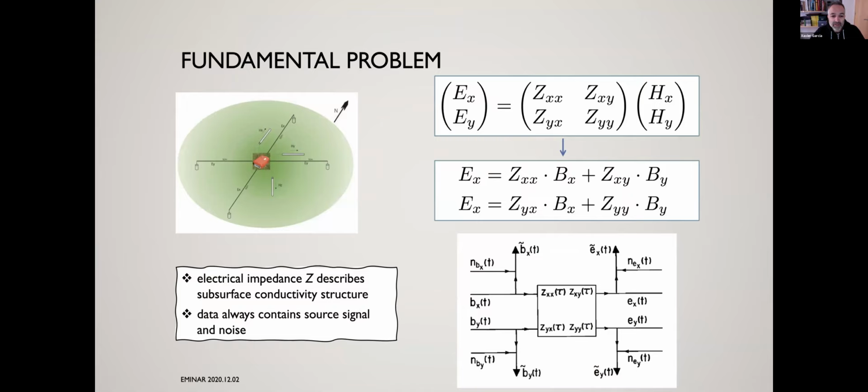Okay, so what is the fundamental problem? When we go to the field and we collect the electric and magnetic fields to obtain the electrical impedance that describes the subsurface conductivity structure, the only problem is that this data contains source signal and noise. So here on the bottom right, we have this cartoon that I really like. I took it from an old talk by Alan Jones, in which we see the magnetic fields input into the system, in this filter, which will be the Earth, and is represented by the impedance tensor, and the output channels will be the electric field. The only problem is that we don't measure those, we measure the fields plus the noise, shown as these fields with the wiggle on top.